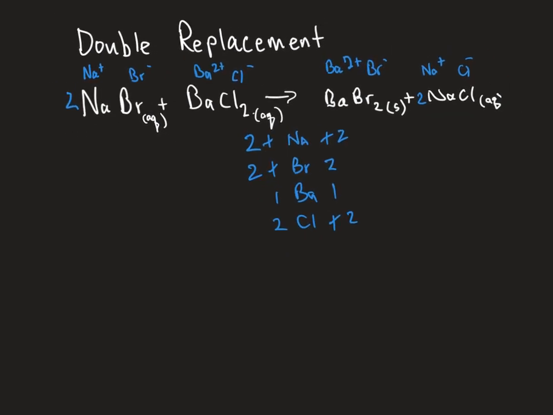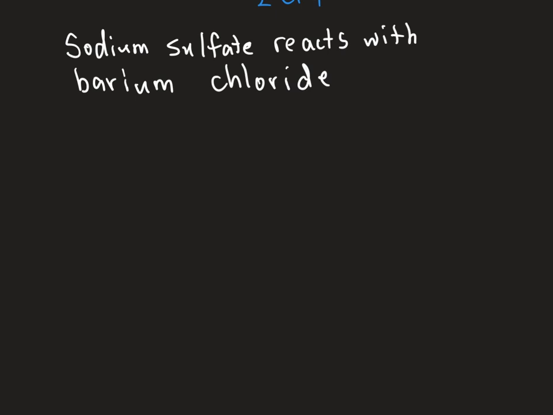Okay. All right, so now let's take a look at a word equation and predict the products of this equation and then balance the equation out. So we have sodium sulfate reacts with barium chloride. So let's write this out. We have sodium, and I'm going to write the ions out first. Sulfate, being SO4 2-, reacts with barium, which is 2+, and chlorine, or chloride, which is Cl-.